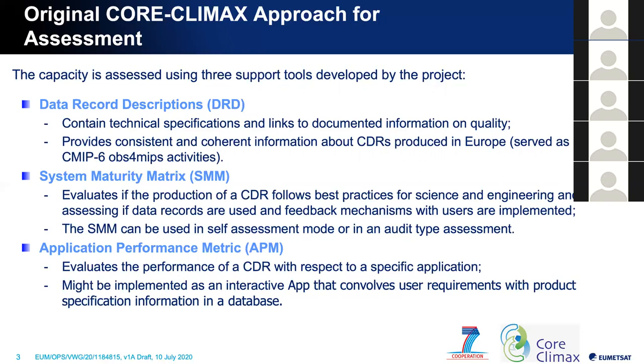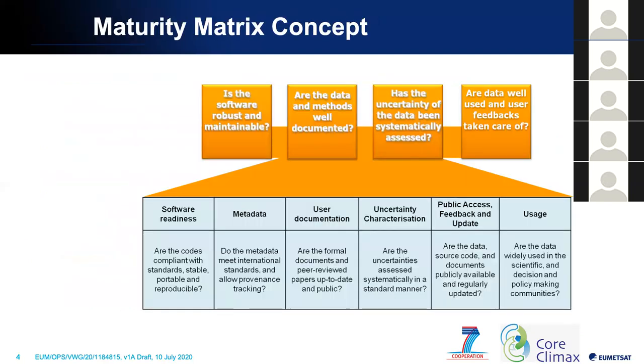And then we have the third pillar, which is the application performance metric. This is really evaluating the performance of a climate data record with respect to a specific application, and this I will show you probably a little more. So next slide. You can just click once more.